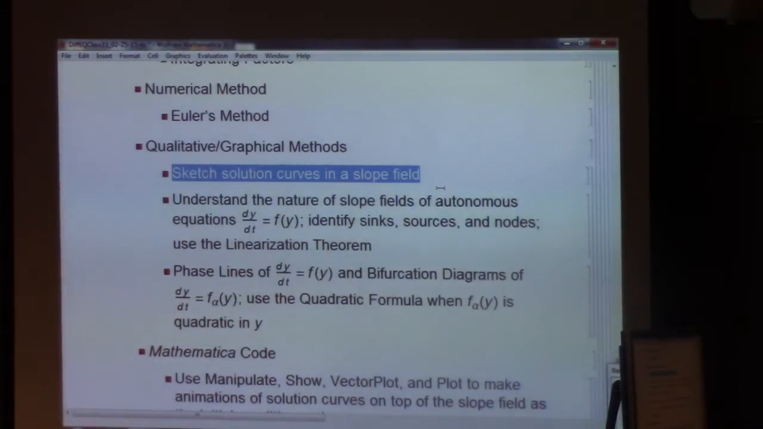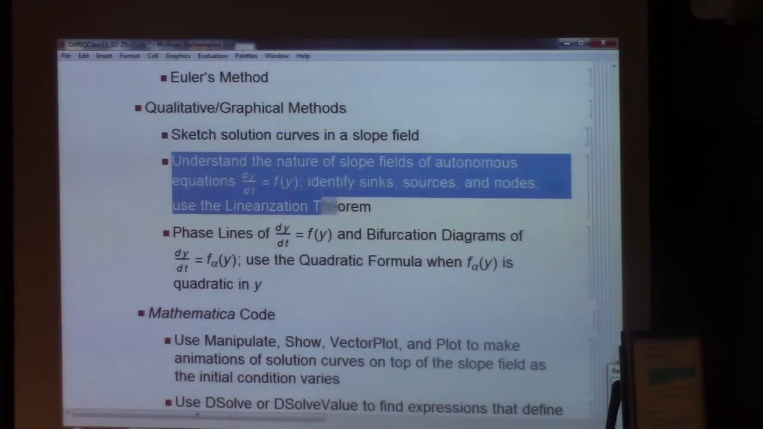It's hard to do a perfect job. I'm looking for reasonably nice jobs. Okay? Different people could get different looking solution curves slightly and still get full credit because it's hard to do a perfect job. Just do your very best and hopefully it'll be good enough for my eye. Okay? You want to understand how to make slope fields for autonomous equations and the nature, more importantly. You can make them pretty quickly.